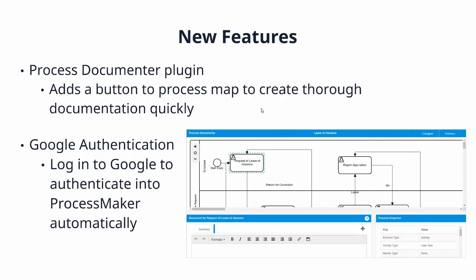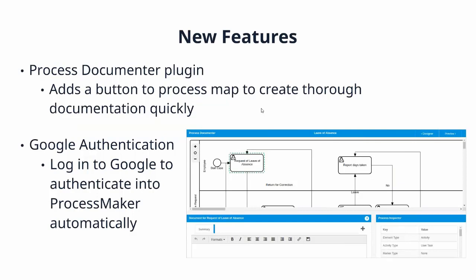All you need to do is click the Process Documenter button on the process map, click on an element, and add your documentation. The Process Documenter plugin also automatically generates the document, so all you have to do is simply add your documentation and then download it in a .docx file or a .pdf file.